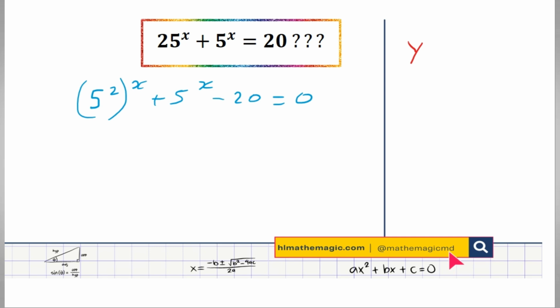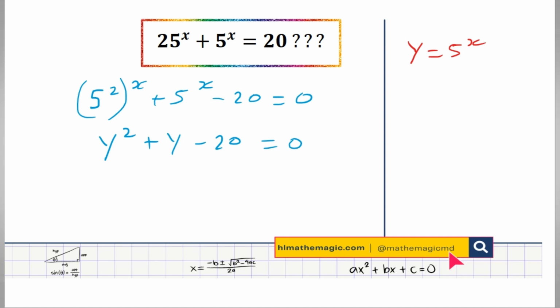Perhaps you could do this. You could say big Y is equal to 5 to the x. And what this will allow you to do is to change your expression to make it look more like a quadratic expression. And so now we'll have y squared plus y minus 20 equals 0.